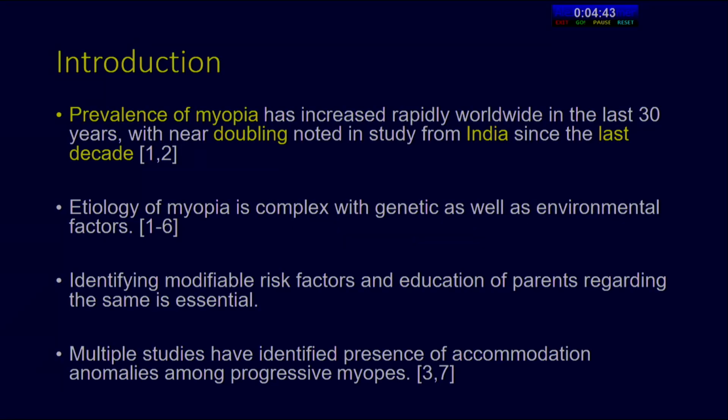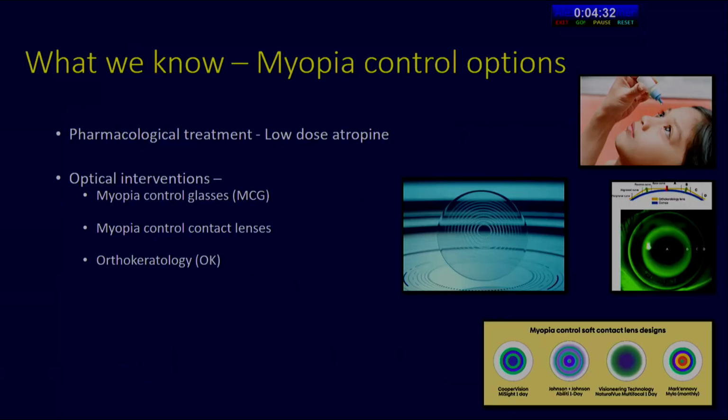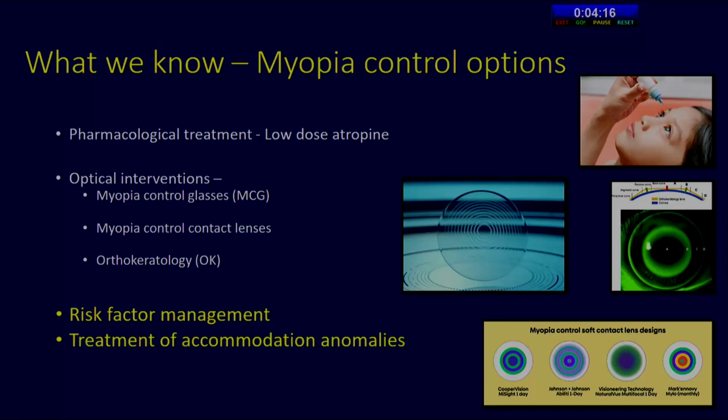So we all know that myopia is increasing not just in the Far East Asian countries, but in India as well at a very rapid pace. We have a lot of myopia control options, such as low dose atropine and myopia control glasses, but we still see in our clinic every day that there are children who fail to respond to any of these treatments. So are we forgetting something very basic? In my paper today, I'm going to talk about risk factor management and the treatment of accommodation anomalies in these children.